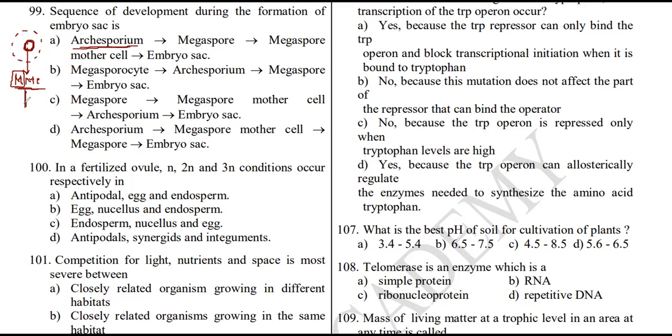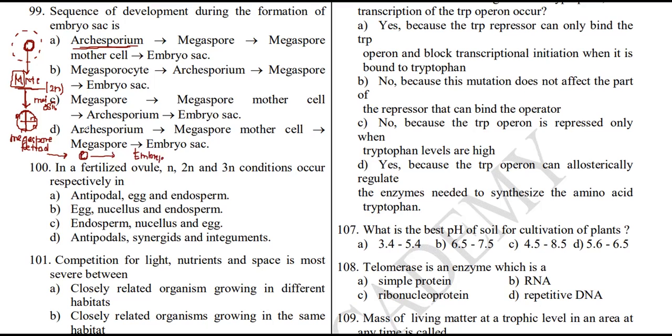So the megaspore mother cell is going to be diploid, and this diploid undergoes meiosis to form 4 haploid cells. So this is haploid, this is haploid, this is haploid, and these are the megaspore tetrads. We used to call them tetrads, and out of these only one is going to be functional. So we will write only one megaspore, and this megaspore develops into an embryo sac.